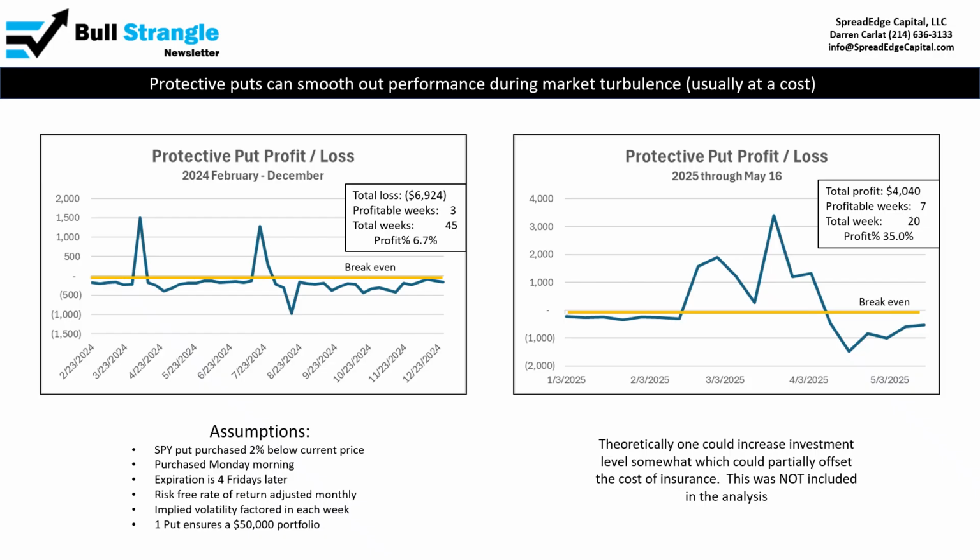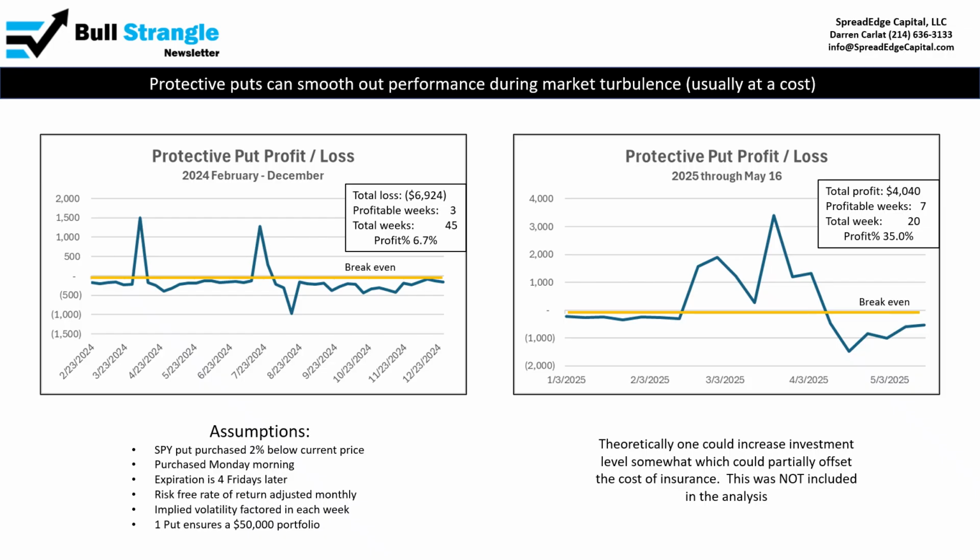I had to make some assumptions. I did calculate in the risk-free rate of return adjusted monthly. I looked at the implied volatility for the market, and I factored that in. And using these assumptions, one put covers a $50,000 portfolio. So if you're going to cover a $200,000 portfolio, which I used in one of the previous examples, you would do this every week. If you were going to just cover a $50,000 portfolio, you would just do it once every 4 weeks, right? And that would get you to the numbers.